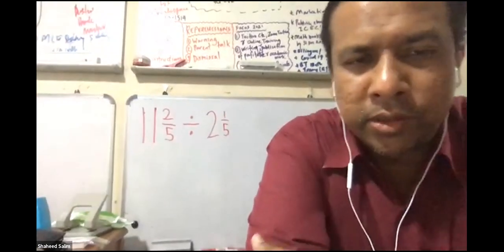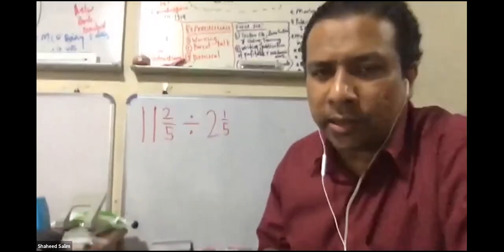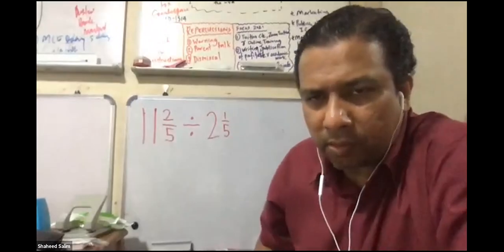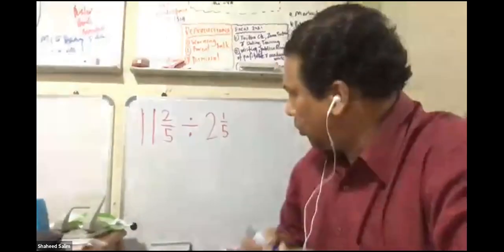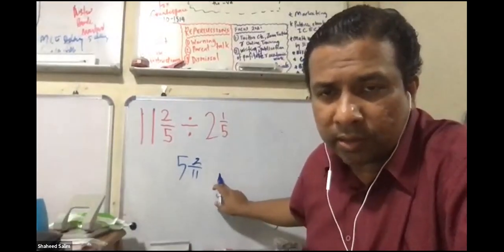Zahin, you got an answer already. What's your answer? Iman, you got an answer already? What's your answer? 2/11. Sorry, Owen? 2/11. 5/11, like this, is it? Okay, could be possible.